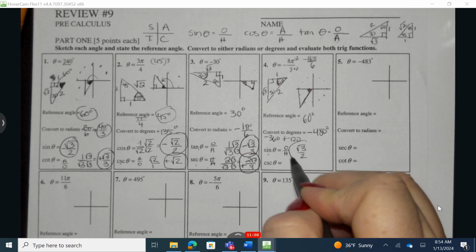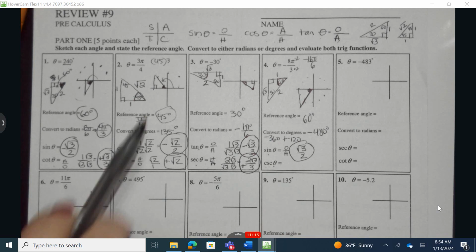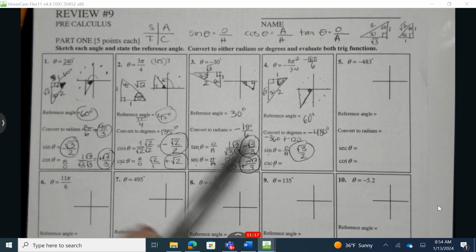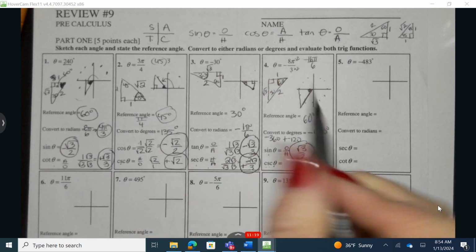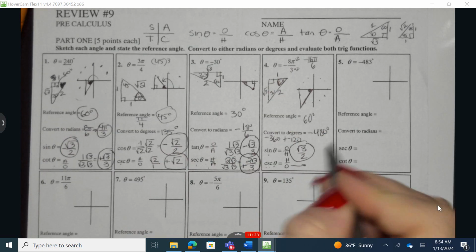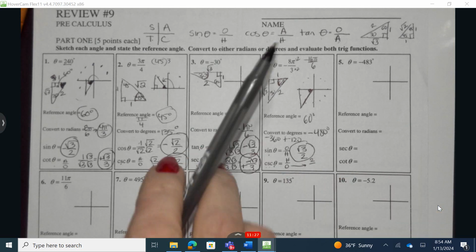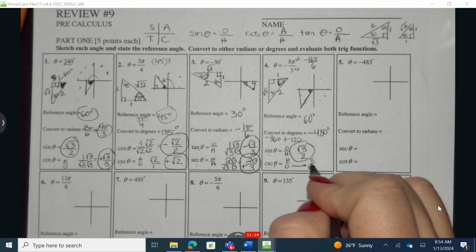Hypotenuse is 2. I'll come back to the sine later. The cosecant. Okay, the cosecant is going to be the reciprocal of sine. So instead of opposite over hypotenuse, it's hypotenuse over opposite. The hypotenuse is 2, and the opposite of this angle is radical 3.